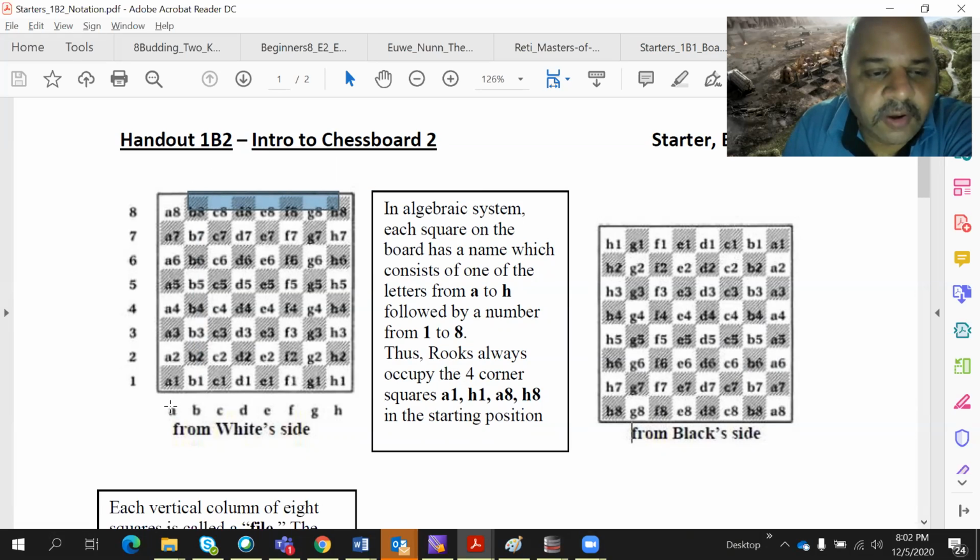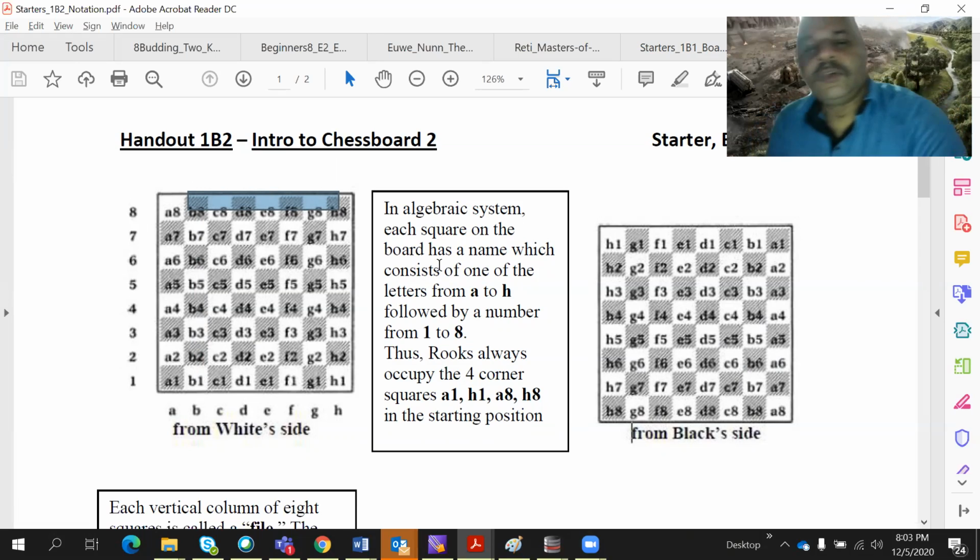The columns are called A, B, C, D, E, F, G, H, and the rows are called 1, 2, 3, 4, 5, 6, 7, 8. One is from the white side, the base where the king, queen, and all the pieces are. That is the first row. Then it is the second row, then the third row. So like this, it is called.